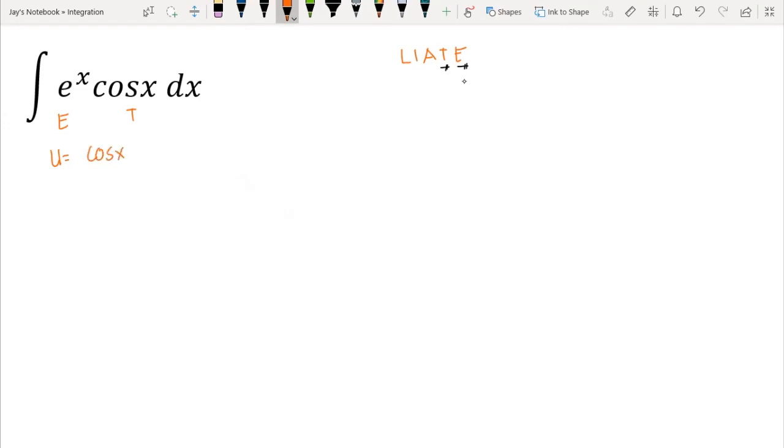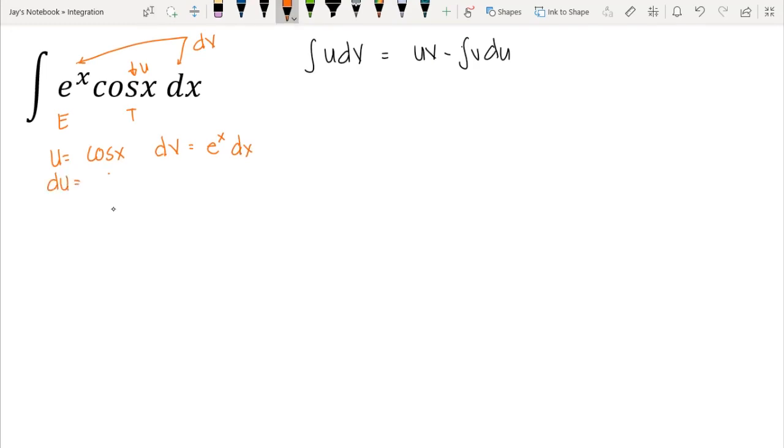So therefore our u here is equal to cosine x. Okay, now the remaining would be our dv. So if this one is our u, so this one here is our dv. So we have dv here is equal to e^x dx. And then our du here is equal to the derivative of cosine x, that is negative sine x dx. And then to determine the value of v, we just need to integrate this one, and that would give us v. The integration of e raised to x dx is the same as e raised to x.